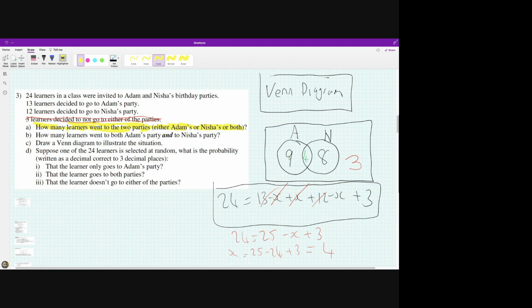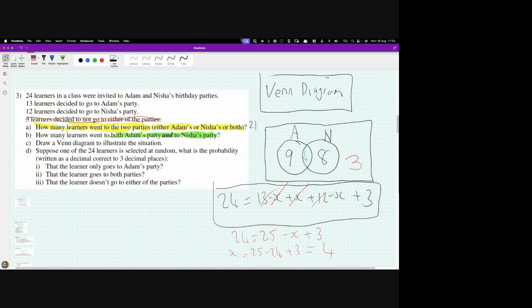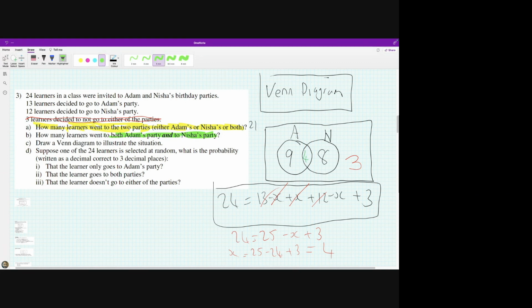Well, it has to be 9 plus 4, which is 13, plus 8, which is 21. So the answer is 21. Oh, that makes sense, because 24 minus 3. How many learners went to both Adam's party and Nisha's party? How many learners went to both? Well, my drawing is so helpful. It's just going to be 4.